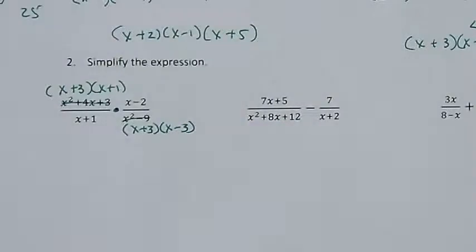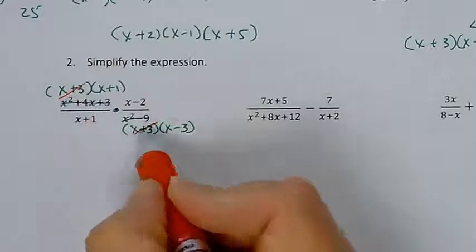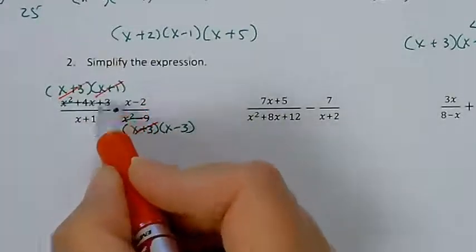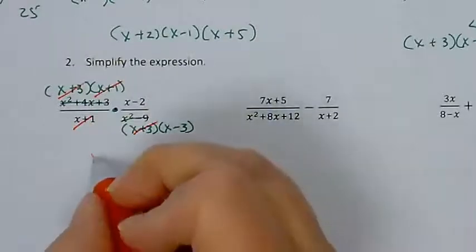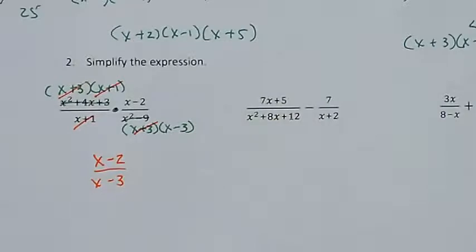So now I'm going to look and see if there's anything that would cancel out in the numerator and in the denominator. The x plus 3's cancel, and the x plus 1's cancel. So my answer would be x minus 2 over x minus 3. Let's look at the next one. It's a different kind of problem.